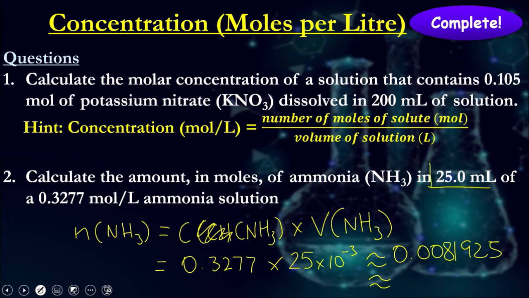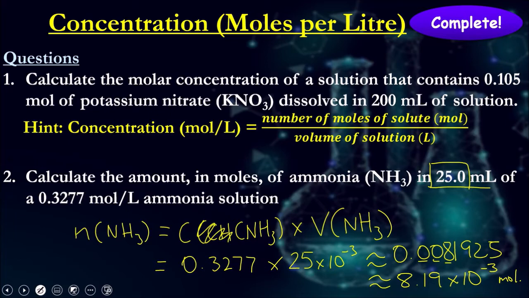If I just change that into the appropriate scientific notation and sig figs, as you can see in our question, 25.0 is 3 significant figures. It's the smallest one in the question, so we can write it out like that. So 3 sig figs times 10 to the minus, because we are moving the decimals back, 1, 2, 3. And don't forget your units, which is in moles.